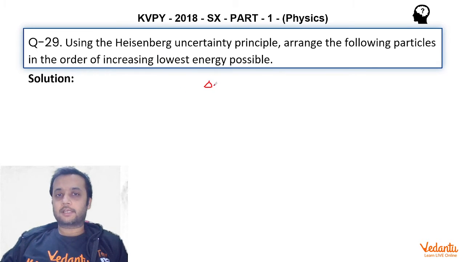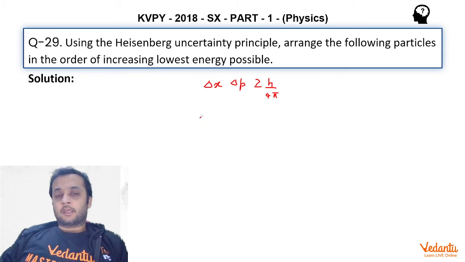We already know what the Heisenberg uncertainty principle is. Delta x into delta p is greater than or equal to h upon 4 pi. Delta x is the uncertainty in the position and delta p is the uncertainty in the momentum. That is greater than or equal to h upon 4 pi. This is what the Heisenberg uncertainty principle is.